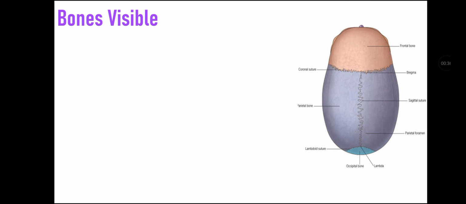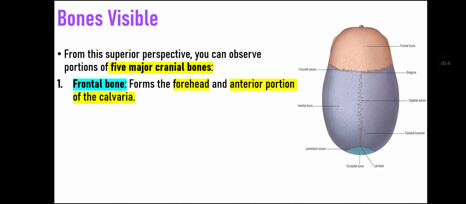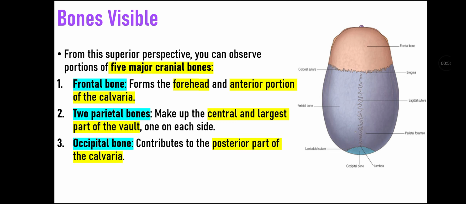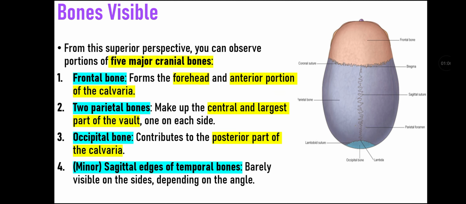Now let's talk about what are the bones visible from this view or Norma Verticalis view. From this superior perspective, you can observe portions of five major cranial bones. They include frontal bone that forms the forehead and anterior portion of calvaria, two parietal bones that make up the central and largest part of the vault, one on each side, occipital bone that contributes to the posterior part of calvaria, and minor squamous edges of temporal bone that are barely visible on the sides depending on the angle.